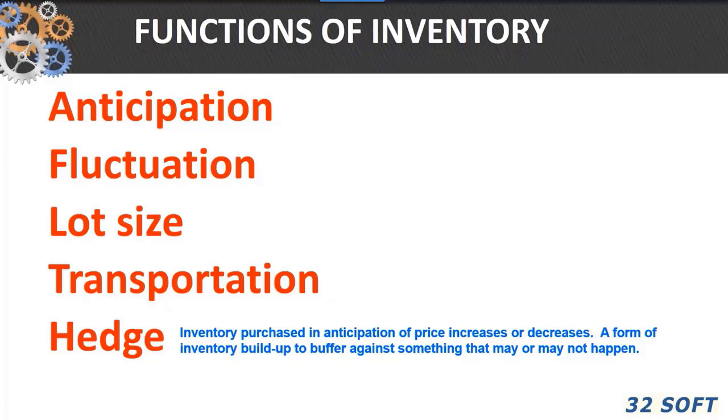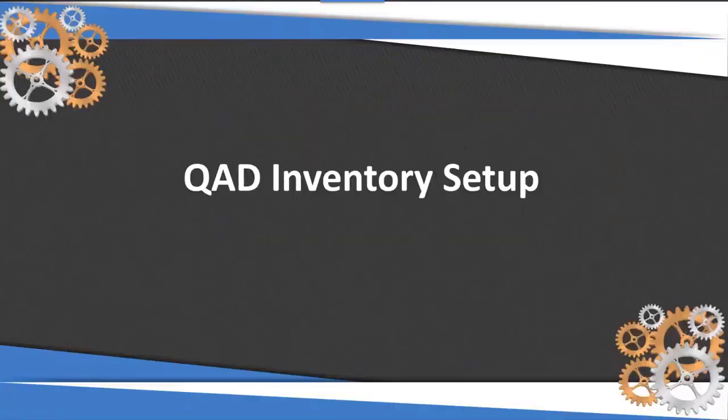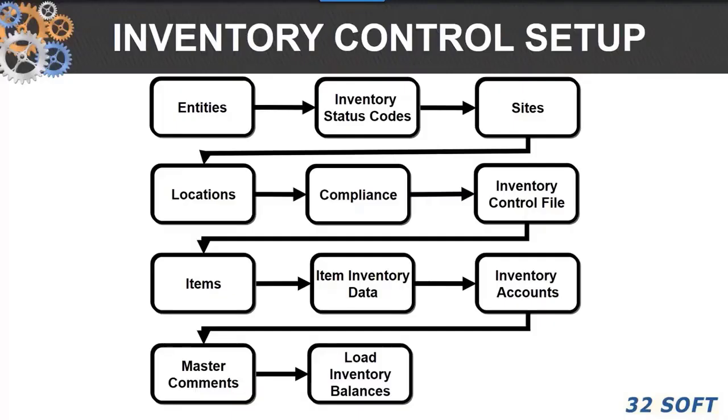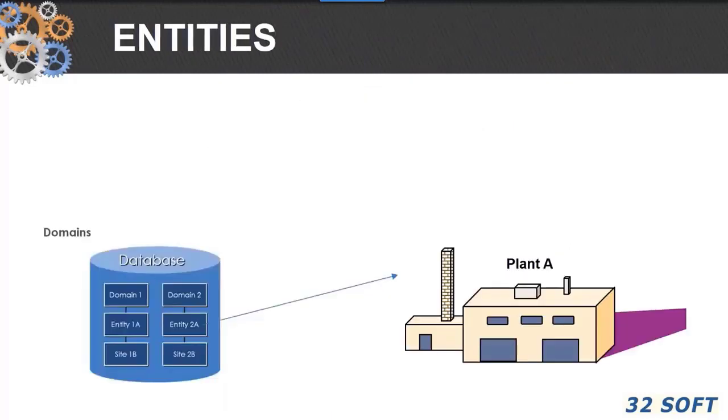So inventory serves these functions, and again, in QAD you have many options in terms of the fields to be able to classify that. So how do we set up inventory? Well, this flow gives us an indication of the individual activities, and we'll walk through each one of those. First of all, you have to set up an entity.